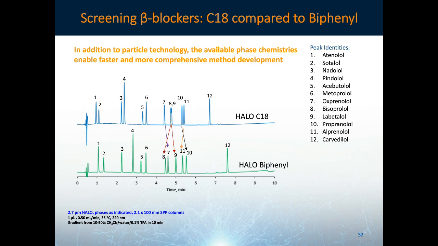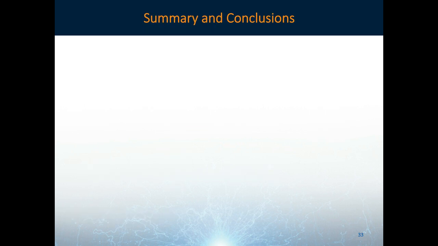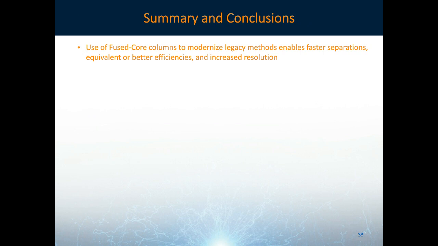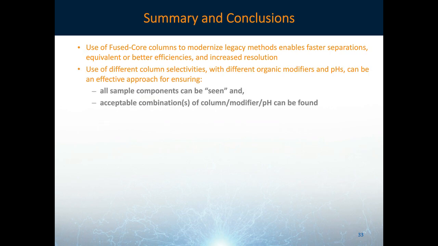So in summary and conclusions, I hope I've convinced you that the use of fused-core columns to modernize legacy methods enables faster separations, equivalent or better efficiencies, and increased resolution. The use of different column selectivities with different organic modifiers and pHs can be an effective approach for ensuring all sample components can be seen and acceptable combinations of column, modifier, and pH can be found.